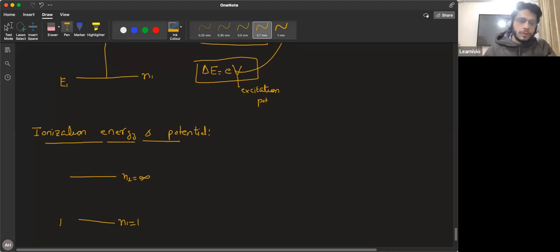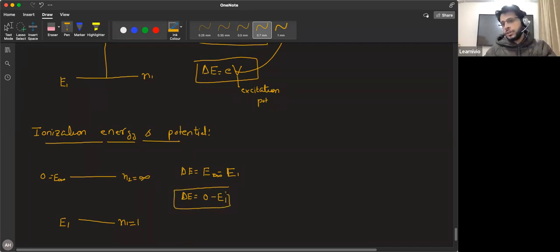So in n equal to 1 level, let's say energy is E1. In n equal to infinity level, energy is 0. So you can say that ionization energy is E infinity minus E1. This is the energy required to take an electron from n equal to 1 level to infinity. E infinity is 0, so it's just minus E1. This is how you can calculate ionization energy. If you want to calculate ionization potential, then simply compare it with eV. This V will be your ionization potential.